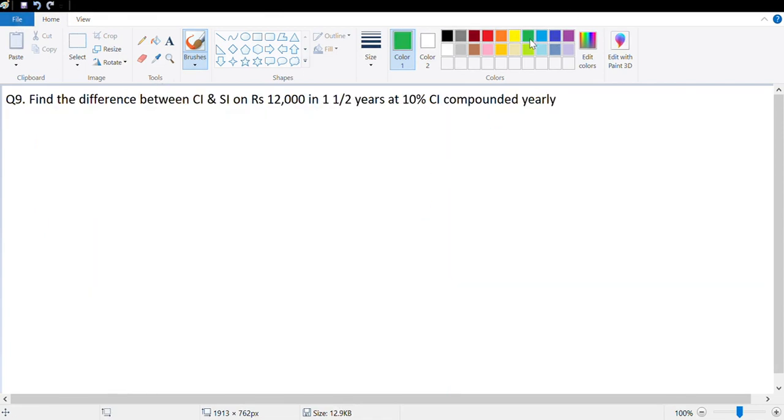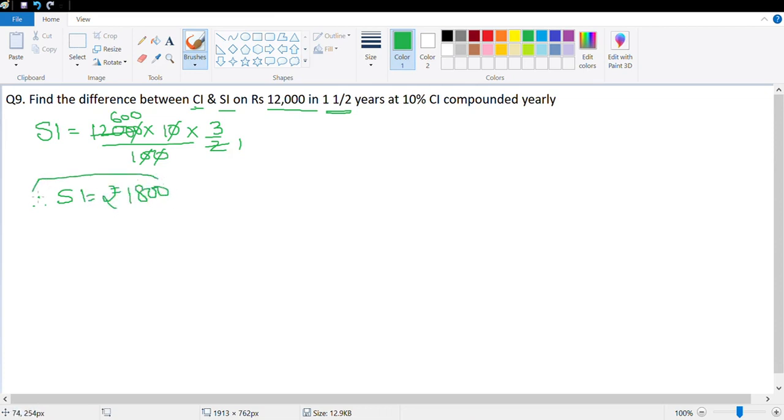The next one that we're doing is question number 9. It says find the difference between compound interest and simple interest on 12,000. Let's just fast calculate simple interest. That will be principal multiplied with rate, in this case 10, multiplied with time, which is 1.5 years, which is 3 upon 2 upon 100. So these two zeros get cancelled. 2 into 1, 2 into 6 with 2 zeros. Therefore, simple interest is equal to rupees 1,800.